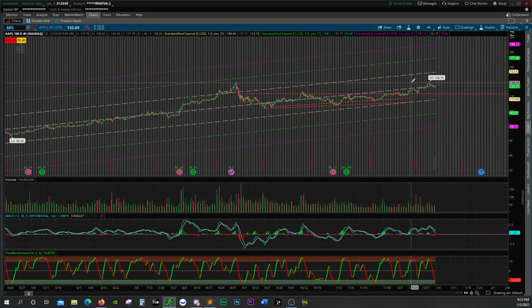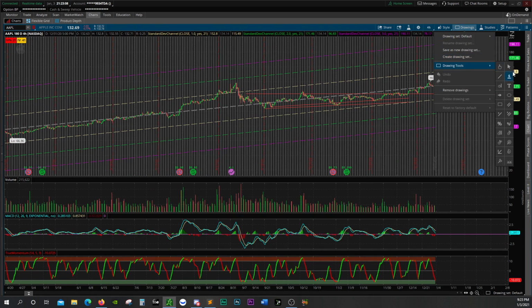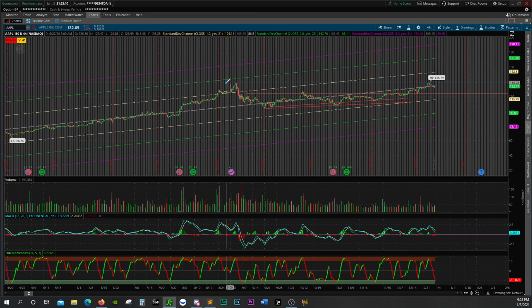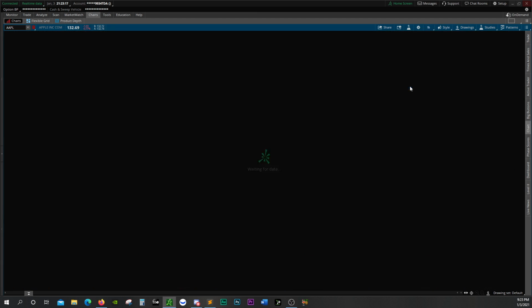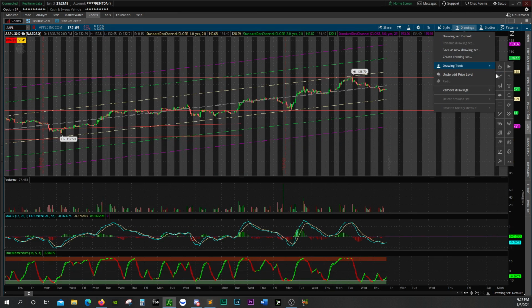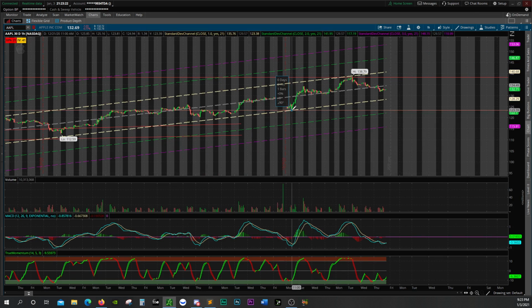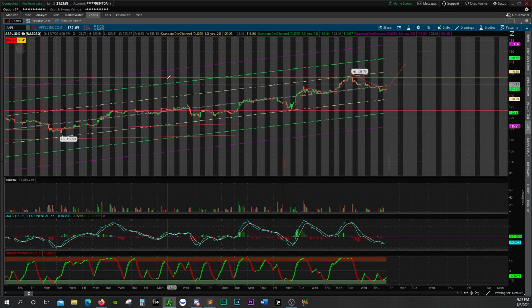I think Apple, obviously, it's hit resistance off this most recent high, and it's doing a little bit of a retracement, but I think it's going to continue stepping up like this. So let me zoom in and get a drawing thing here. I think it's going to do something like this, and then it's going to breach its high. That's what I think Apple's going to do. Now, it could fall, don't get me wrong, but I'm pretty bullish for Apple, especially long term.